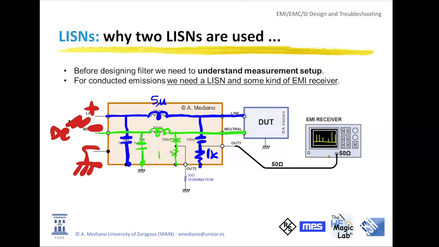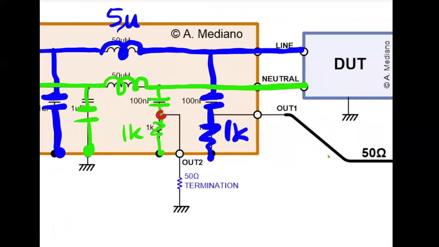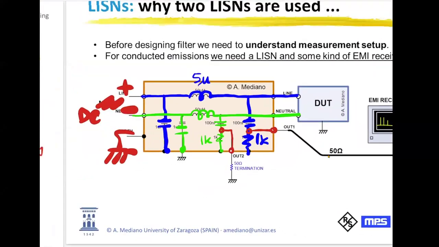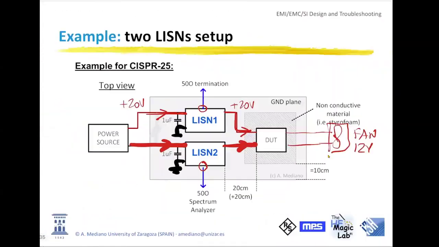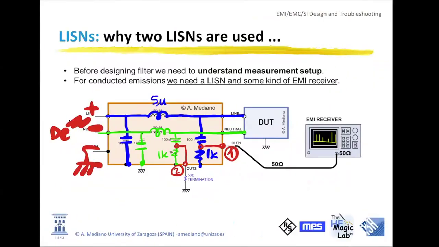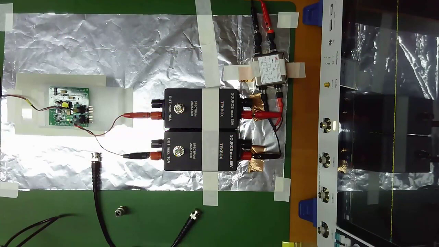Okay, this is 1K. So where you find the output of your circuit? The output of your LISNs is here and here. So you can see that one goes to one connector and the other goes to the other connector. This is out number 1, and this is out number 2. This is the idea. So these connectors are these connectors in my setup. 1 and 2. They go to the oscilloscope or to the EMI receiver.